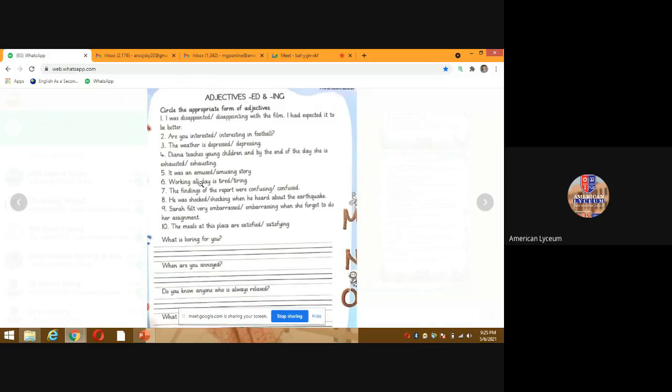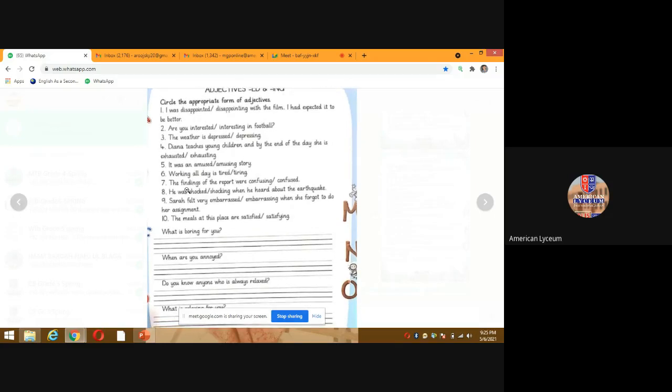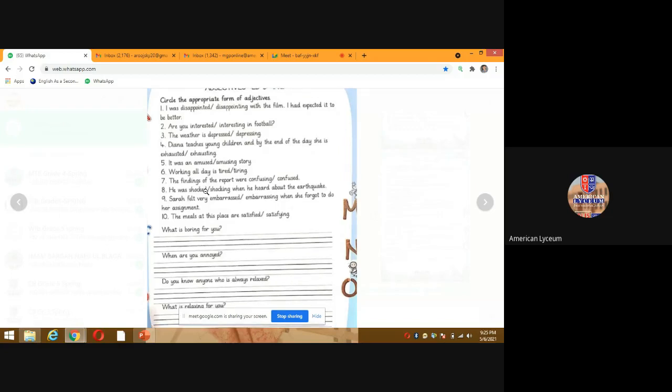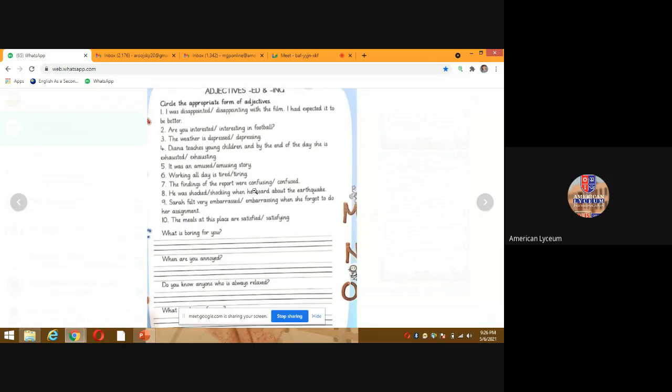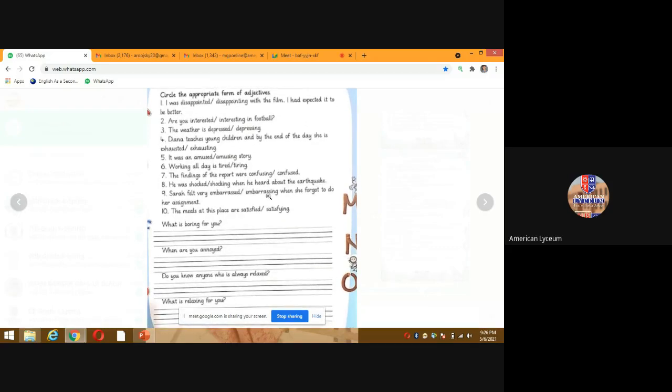Next we have, the findings of the report were confusing or confused. Confusing. So circle confusing. He was shocking when he heard about the earthquake.